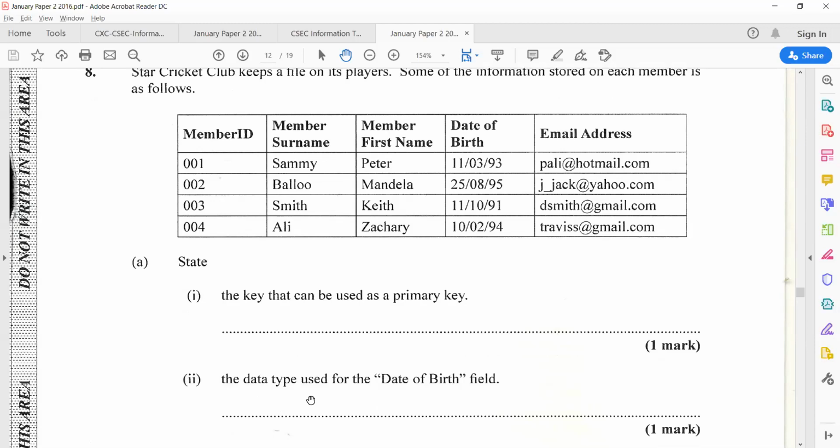The data type used for the date of birth field, what is the data type to be used?